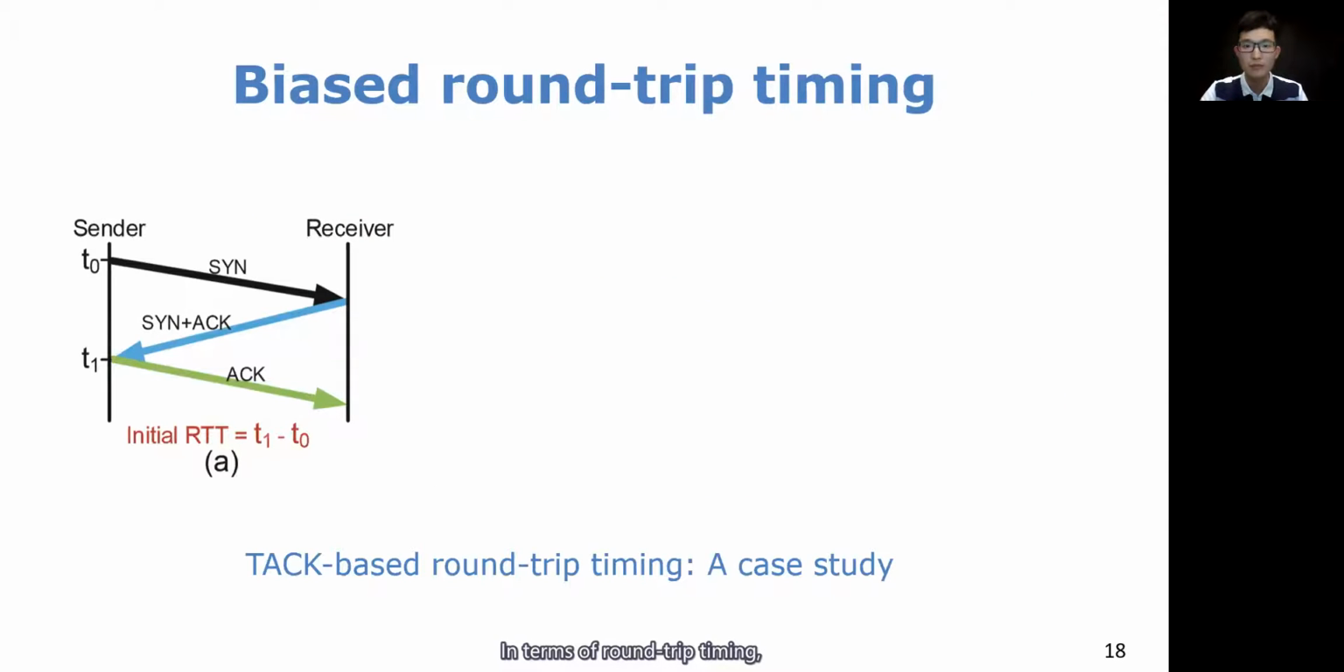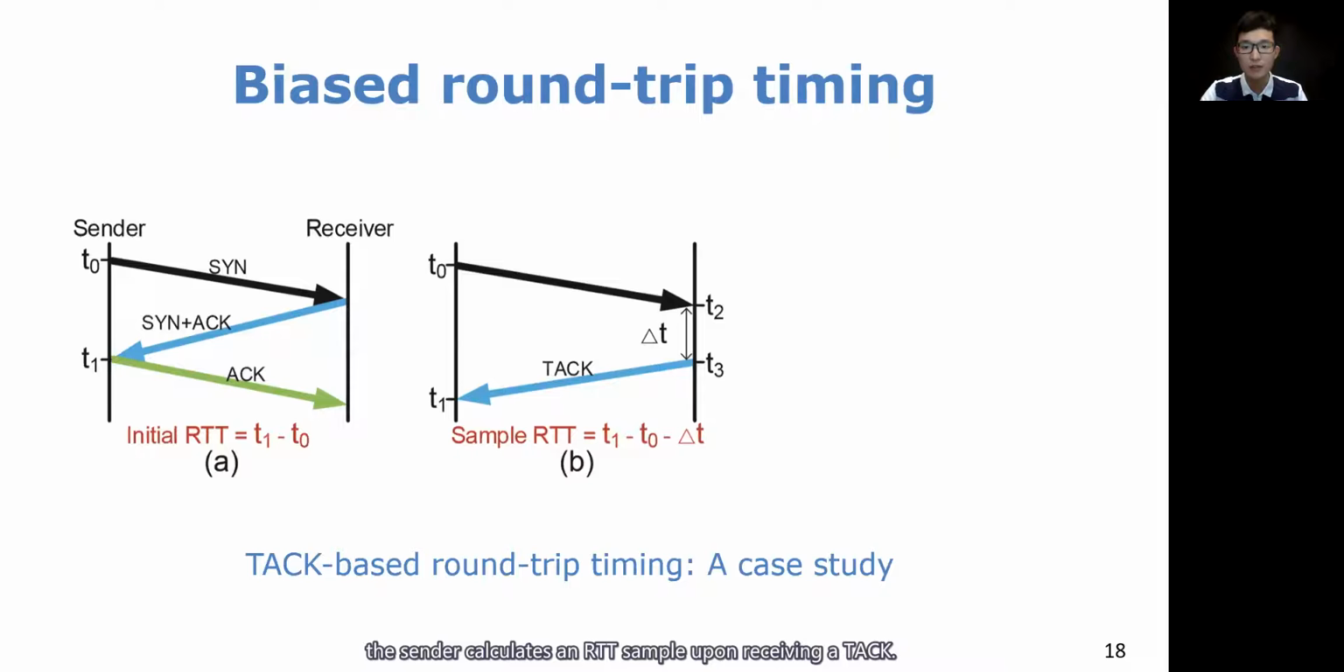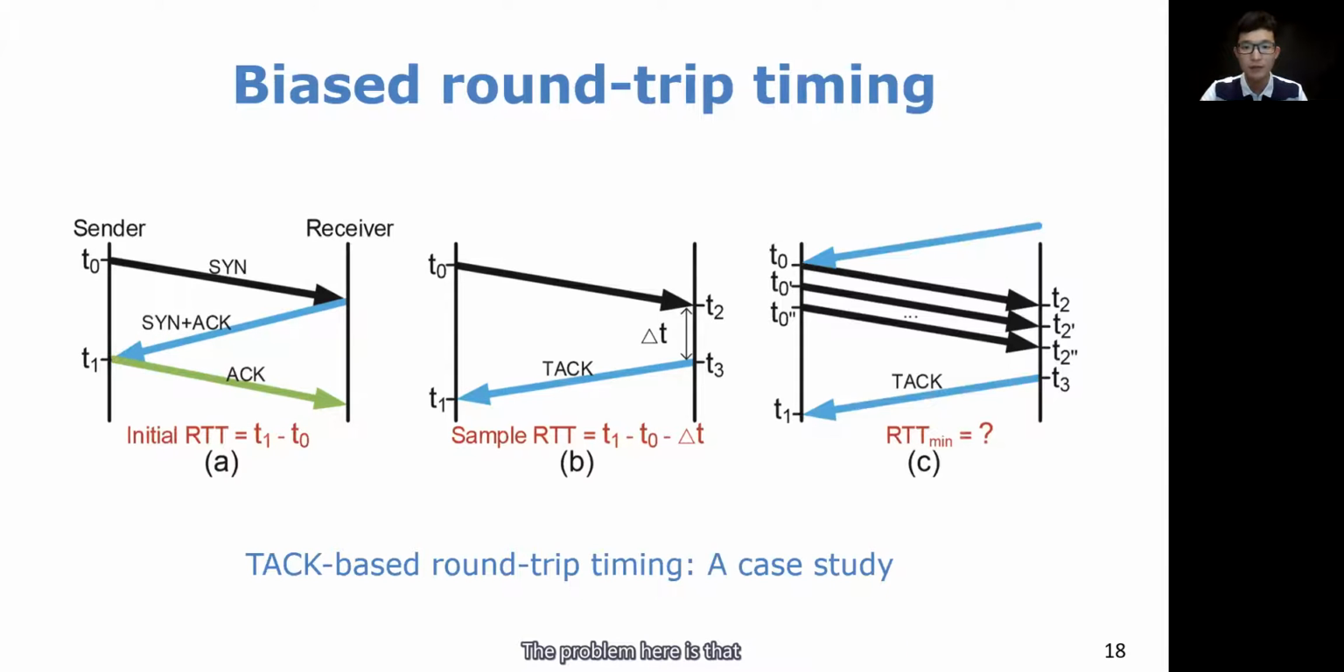In terms of round-trip timing, the initial RTT can be computed during handshakes. After that, the sender calculates an RTT sample upon receiving a TACK. The problem here is that multiple data packets might be received during the TACK interval. Generating only one RTT sample among multiple packets is likely to result in biases, for example, a larger minimal RTT estimate or a smaller maximal RTT estimate. In general, the higher the throughput, the larger the biases.